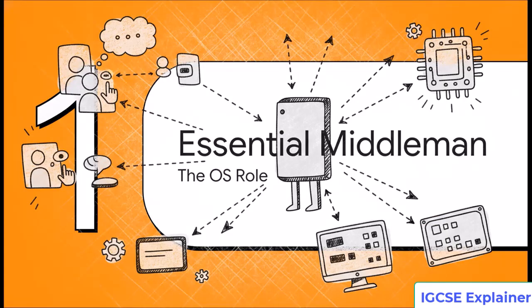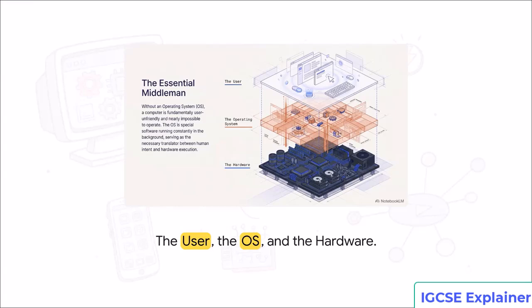Section 1, the essential middleman. Think of modern computing in 3 distinct layers. Up at the very top, in the bright, abstract space, is you, the user. Down at the absolute bottom, bolted to the floor, is the hardware, your processors, your memory, your storage drives. And sandwiched precisely in the middle, frantically managing the flow of data back and forth, is the operating system.